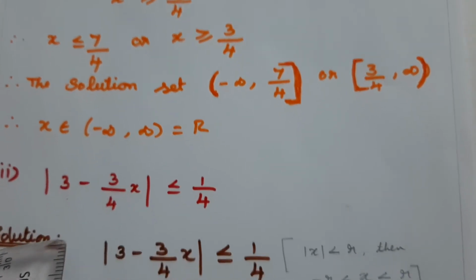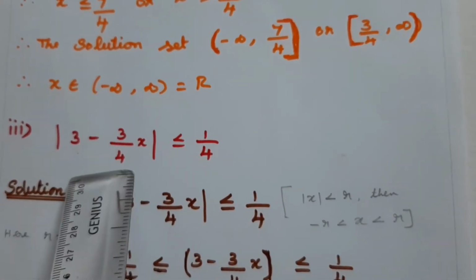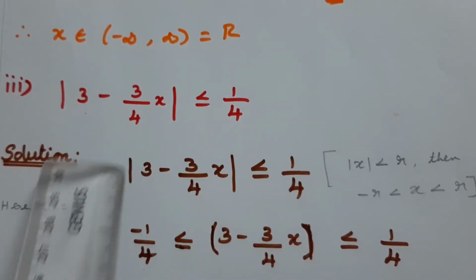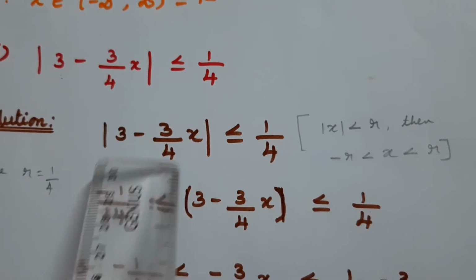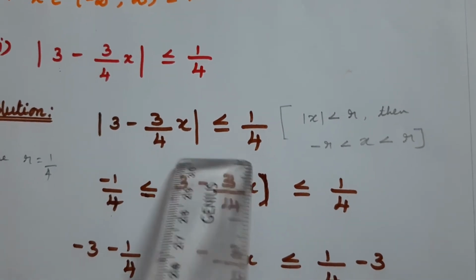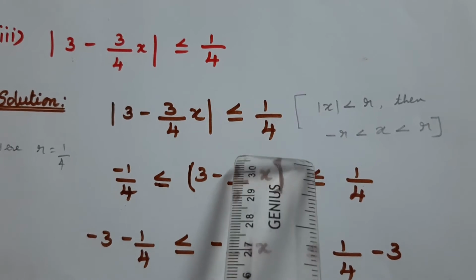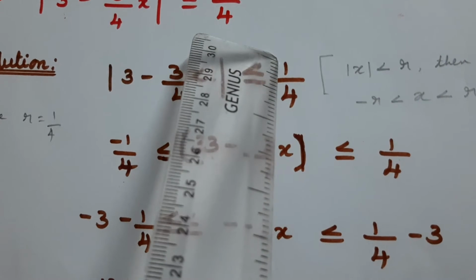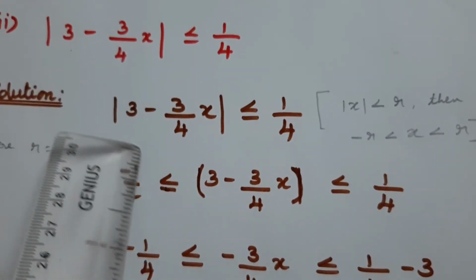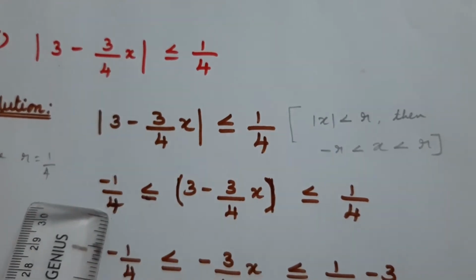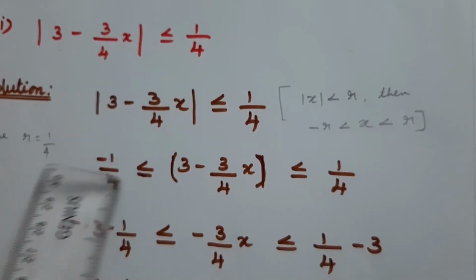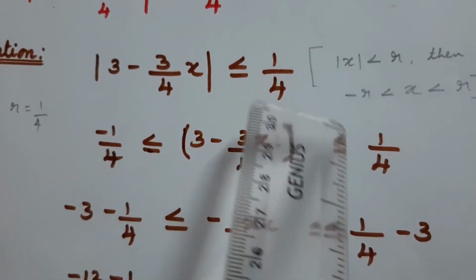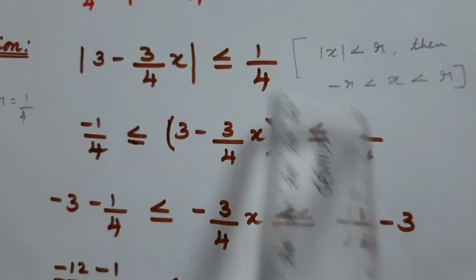And the third subdivision, modulus of 3 minus 3 by 4x less than or equal to 1 by 4. So here this is in what form? Modulus of x is less than r, so that can be written as minus r less than x less than r. So substitute here in the place of r, what will you have? 1 by 4. In the place of x, 3 minus 3 by 4x. So therefore minus 1 by 4 less than or equal to 3 minus 3 by 4x less than or equal to 1 by 4.